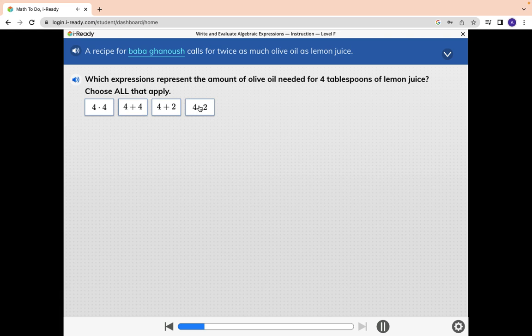So we could go for 4 times 2 and 4 plus 4, but not 4 times 4, because we need 2 times, not 4 times. And 4 plus 2 is just 6. But both of these equal 8, so these two are correct.